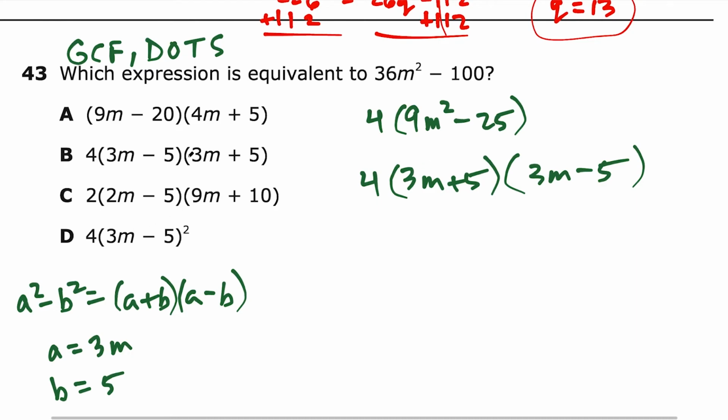And now we scan the answer choices, and you might say, oh no, our answer didn't show up, but why is it choice B? Multiplication is commutative. The order does not matter. So I could flip these two, and it would match up with choice B.